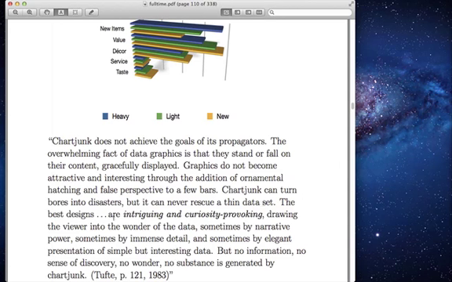All right, the best designs are intriguing and curiosity-provoking, drawing the viewer into the wonder of the data. So think about Napoleon's March on Moscow. Sometimes by narrative power, sometimes by detail, sometimes by elegant presentation of simple yet interesting data. But no information, no sense of discovery, no wonder, no substance is generated by chart junk. So the 3D bars are not going to give us any sense of wonder.